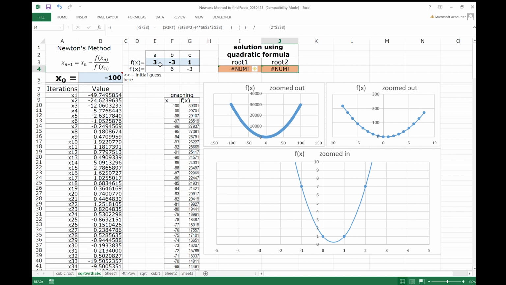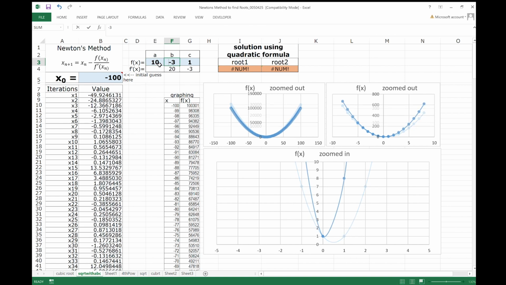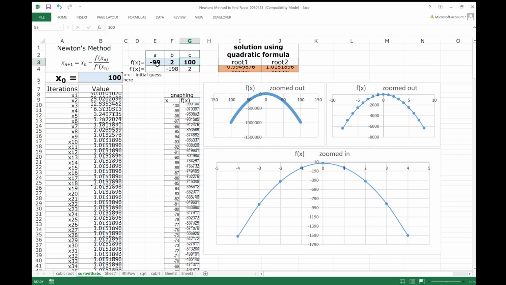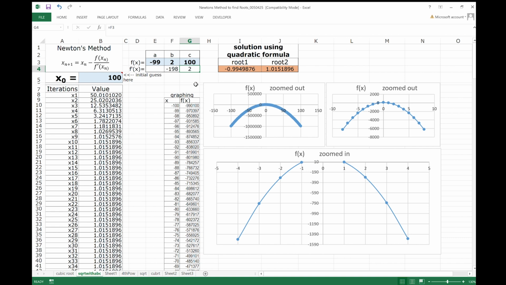Suppose A, B, and C equal 10, 5, -20, respectively. X converges to our solution. Next, let's try A, B, and C as -99, 100 for A, B, and C, respectively. Here we see convergence again.